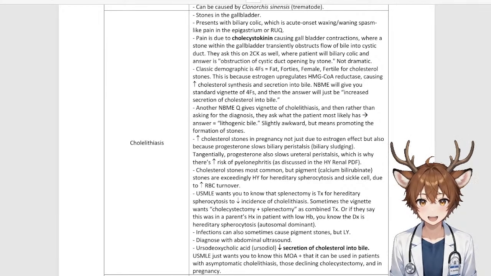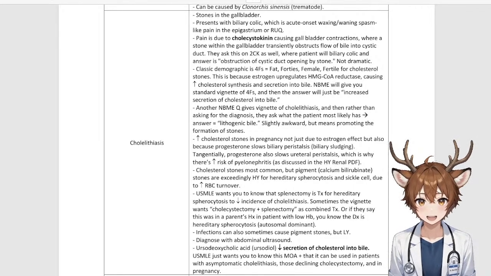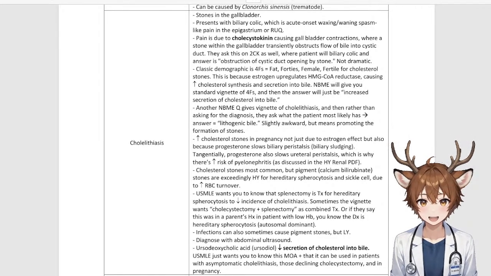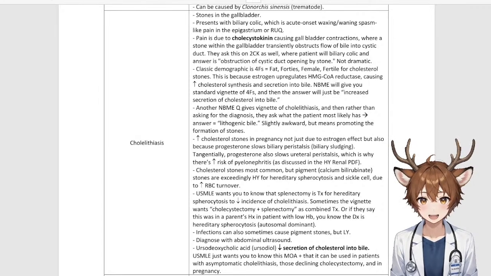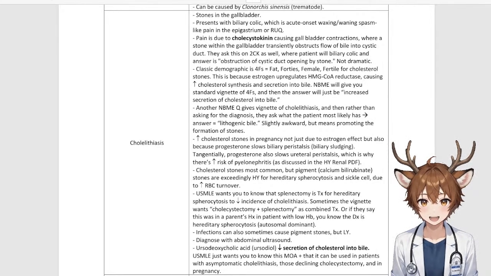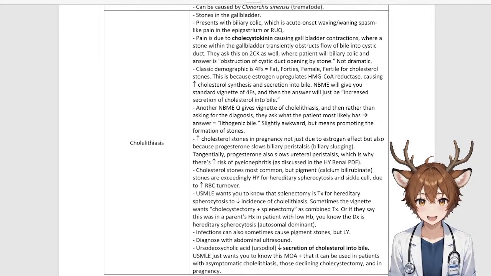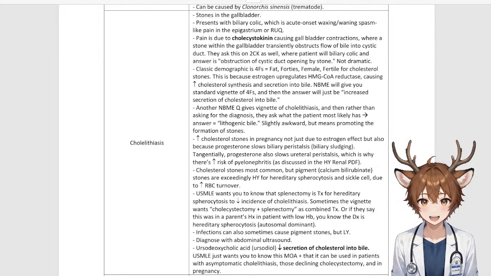Diagnosed with abdominal ultrasound. Ursodeoxycholic acid, ursodiol, decreases the secretion of cholesterol into the bile. USMLE just wants you to know this mechanism of action, plus that it can be used in patients with asymptomatic cholelithiasis, those declining cholecystectomy, and in pregnancy.